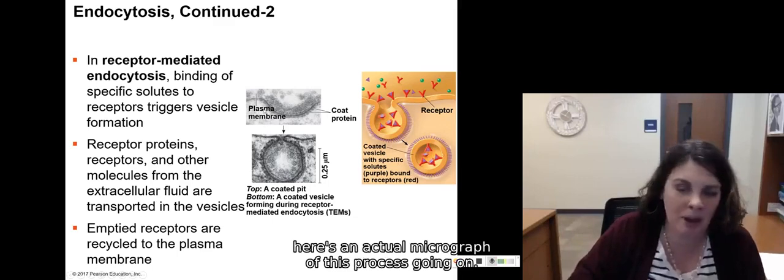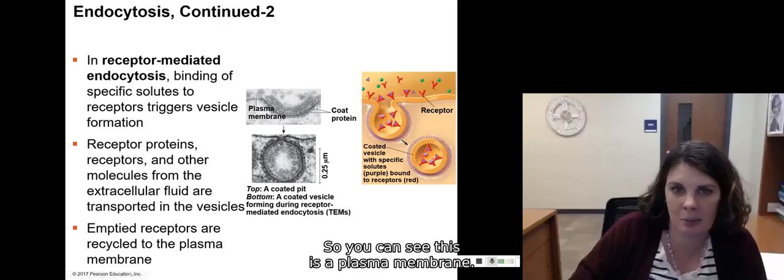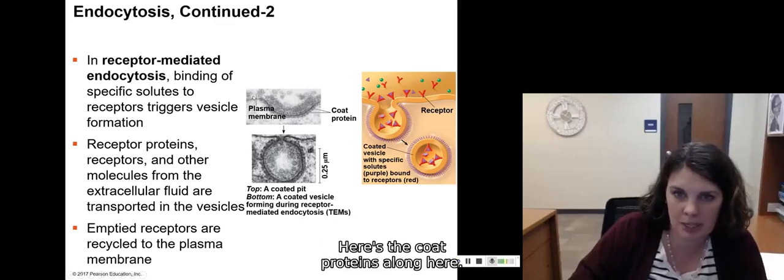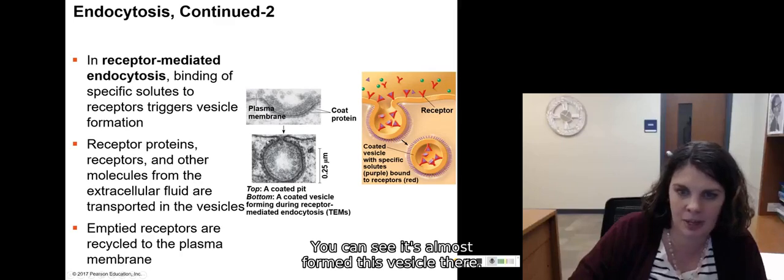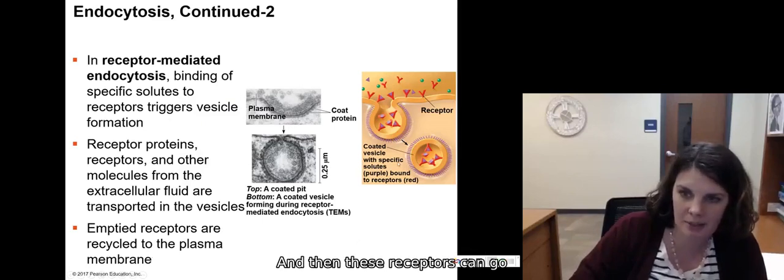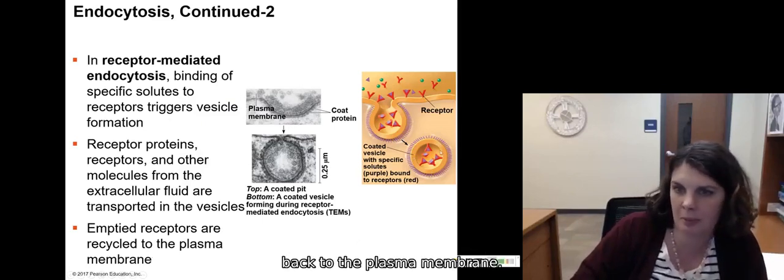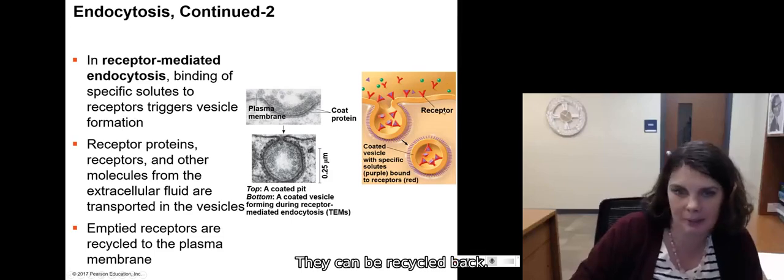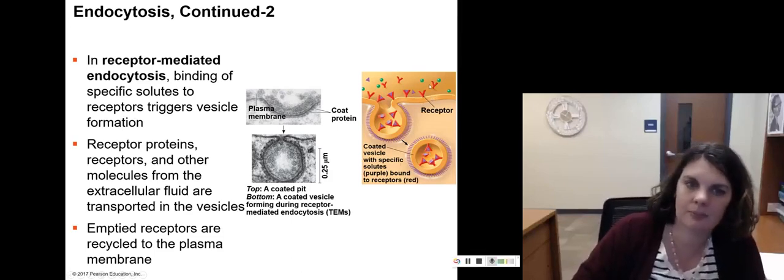Here's an actual micrograph of this process going on. So you can see this is the plasma membrane. Here's the coat proteins along here, and it's forming in here. You can see it's almost formed this vesicle there. Oh, and then this will empty into, come into the cell. Your cell will do what it needs with it. And then these receptors can go back to the plasma membrane. They can be recycled back.